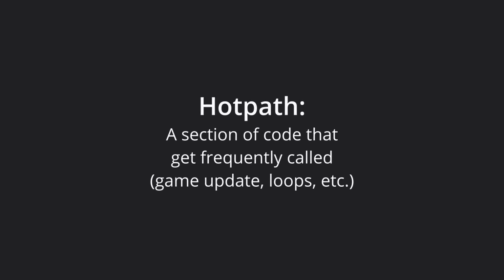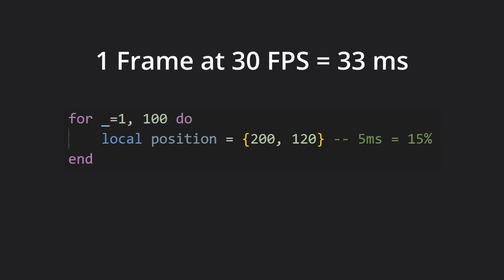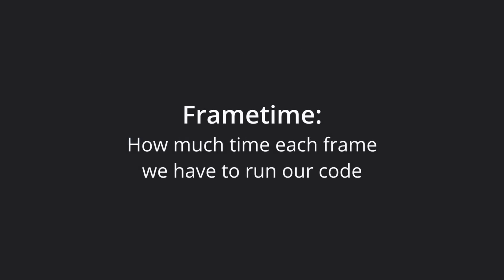For example, if you're creating a single table, for my measurements, it takes something like 0.05 milliseconds, which is about 0.15% of your frame time, which is pretty much nothing. But doing it 100 times in a loop will take around 15% of your frame time, which can be a huge deal. On top of that, if you're not reusing the tables, those need to be garbage collected, which adds additional time. Let's talk a little bit more about this concept of frame time.